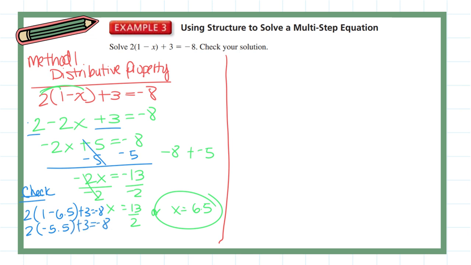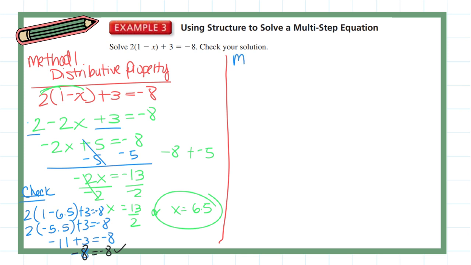And I know that 2 times negative 5.5 is going to give me negative 11 plus 3 equals negative 8. And negative 11 plus 3 will give me negative 8. Let me write it here in black so we can see it. I'm going to have negative 8 equals negative 8. So our answer is correct. Let's go to method 2.